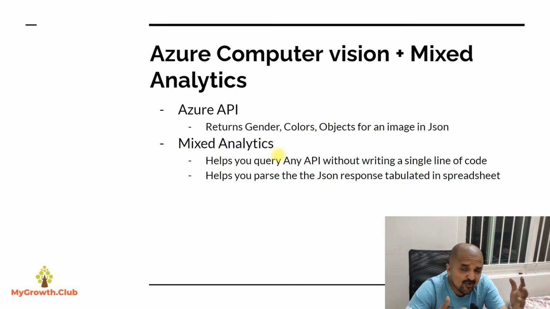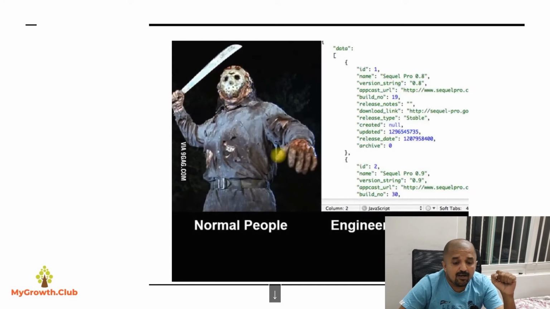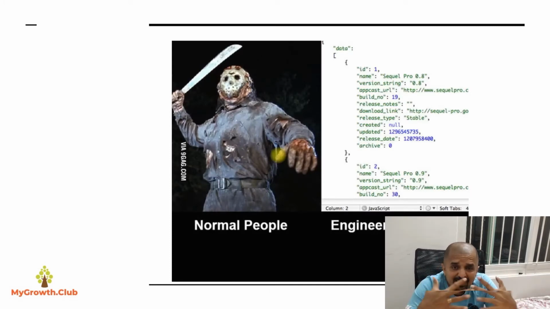With Mixed Analytics, you can query any API that you want without writing a single line of code. Not only that, when an API returns results, in this case the Microsoft Azure API returning results about my images, it will return them in the form of JSON.